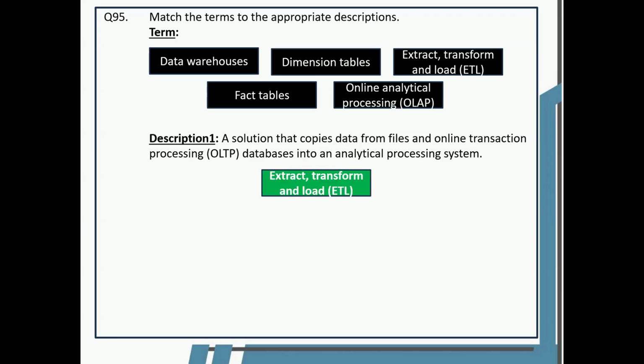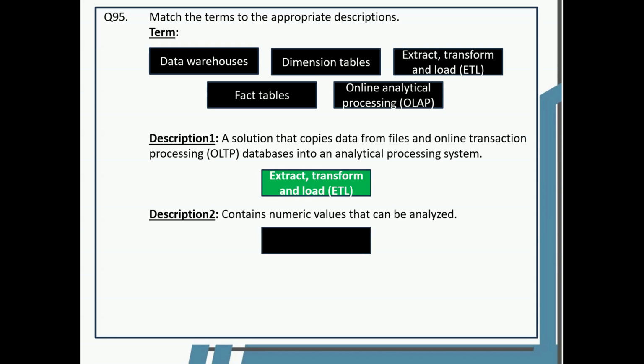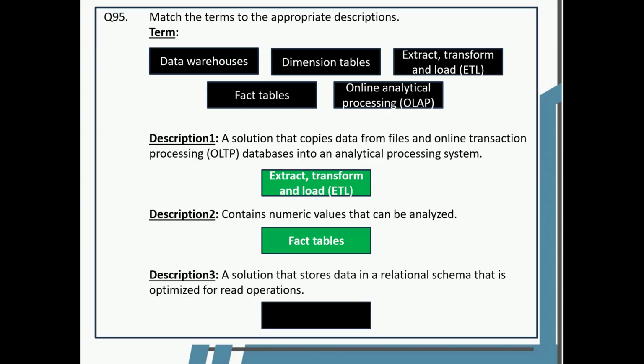Second description is contains numeric value that can be analyzed. Fact tables store measurable quantitative numeric data such as sales amounts, quantities, and revenues that can be aggregated and analyzed. Let's move on to third statement, which is a solution that stores data in a relational schema that is optimized for read operations. Folks, data warehouse stores large volumes of structured data in schemas that are specifically optimized for read-heavy analytical queries.